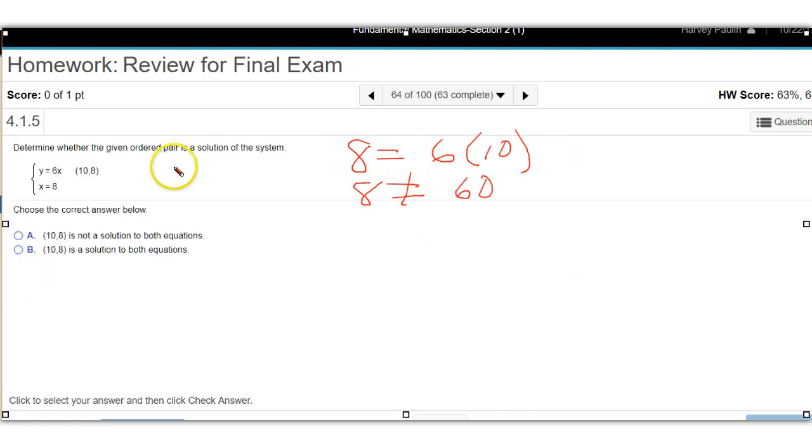So in this next one, we are doing a similar thing, and we're just checking to see whether or not these values make these statements true. And 6 times 10 is 60. Does that equal 8? No. So this is not true here.